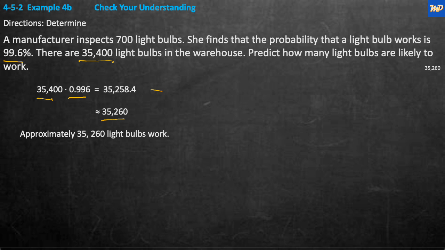It doesn't say exactly. We don't know how many are going to work. It could be way more than that or way less than that. We don't really know. But statistically, based on our probabilities, that's what the answer should be, or at least close to that answer.